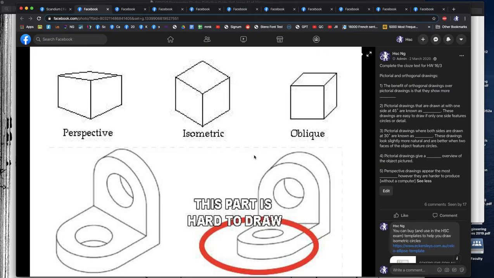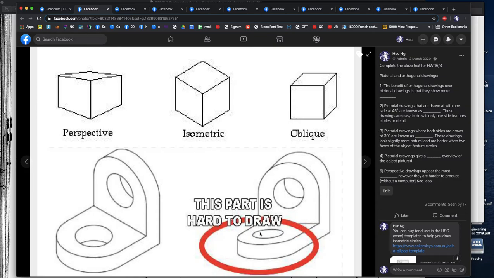So these pictures where they're drawn at 30 degrees on either side are referred to as isometric. These drawings look slightly more natural, and they are better when we have circles in two faces. If we look at the bottom of this drawing, we can see two drawings, an isometric and an oblique, and we can see how this circle is actually quite easy to draw. It just looks like a circle. The one on the top looks just like a normal circle, and the circle behind is easy to draw. It's this circle that is difficult to draw.